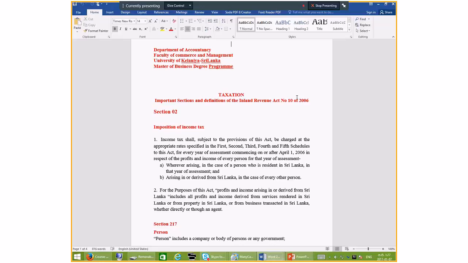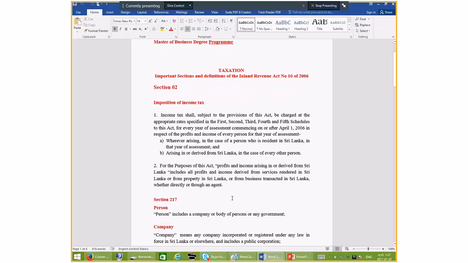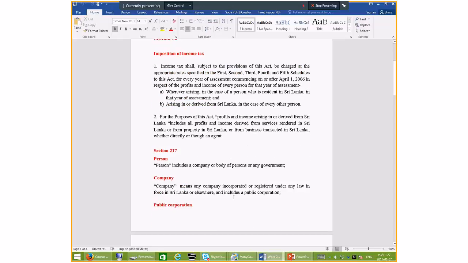Right. Then again, a very important word in the imposition section is "person." The word person has been defined in section 217. Section 217 gives many definitions for words. Here, the person includes a company or body of persons or government.